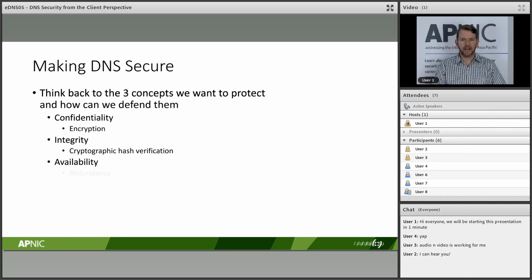And of course, for availability, introducing redundancy. Redundancy is a very popular way for ensuring availability of many different services. DNS inherently has a lot of redundancy available to it as long as it's configured correctly. So let's go through these different aspects and look at the ways that we can make DNS more secure.